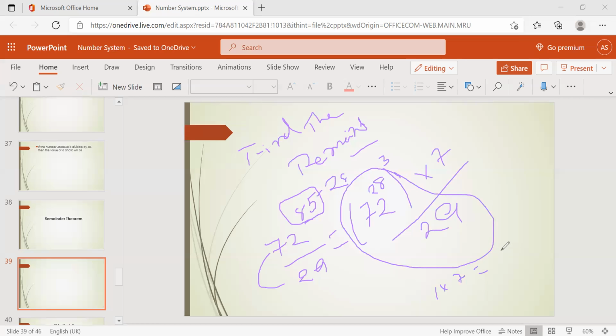What is left is 72. What's the remainder here? 72 divided by 29 gives 14, yes, 14 into 1. 14 is the remainder.